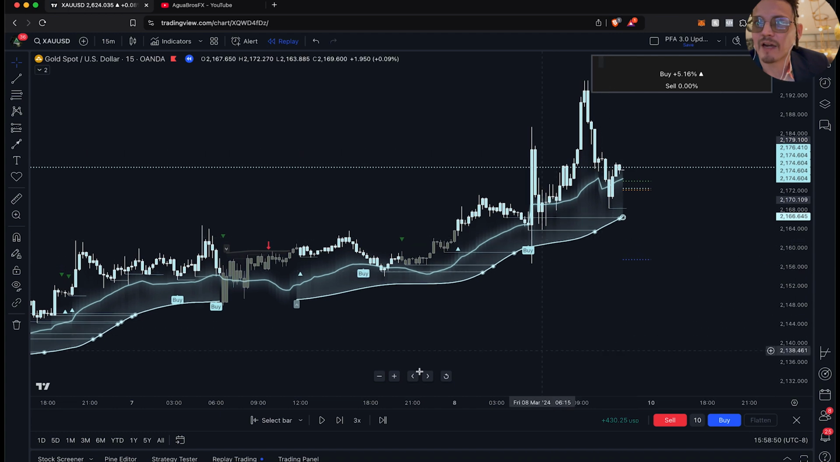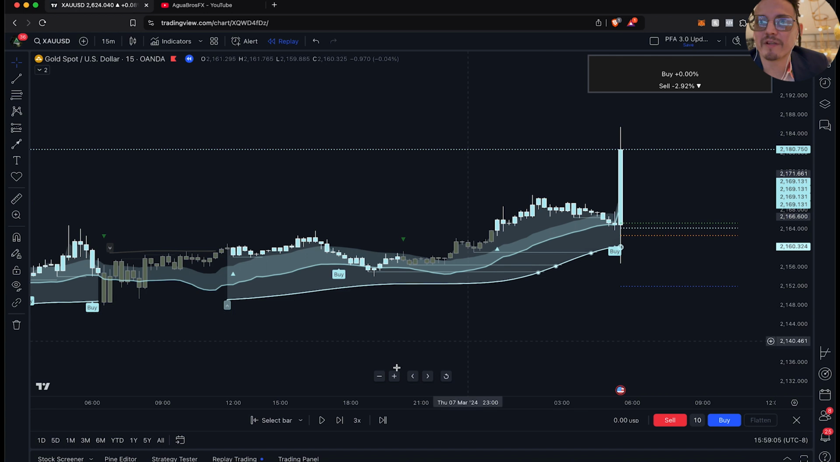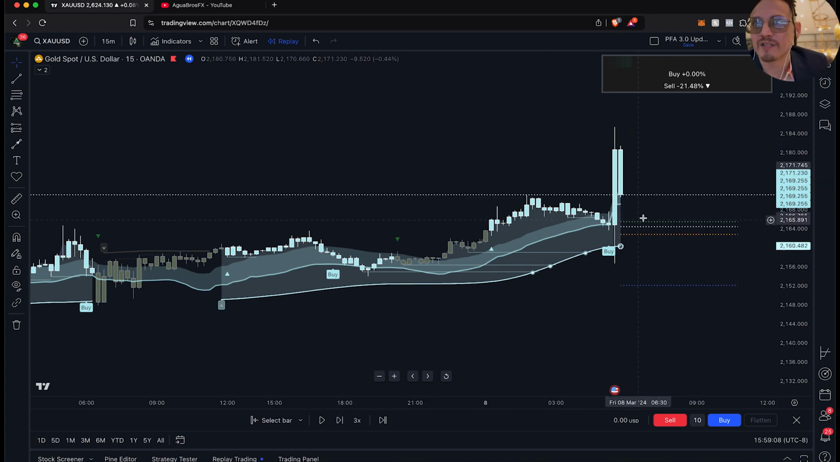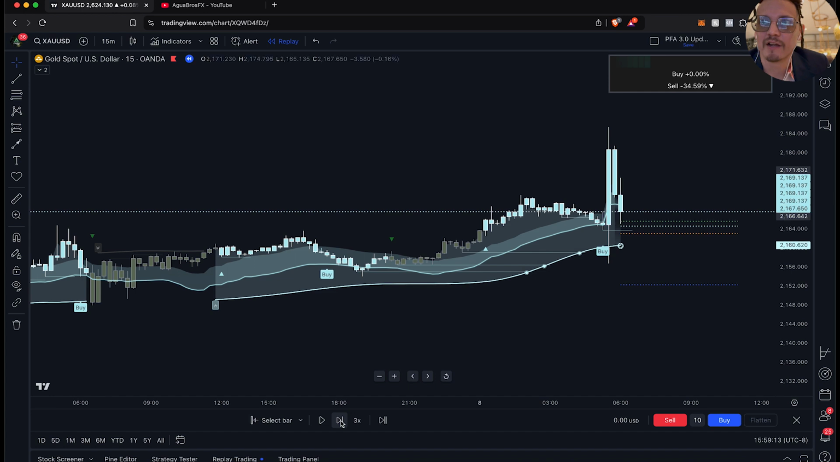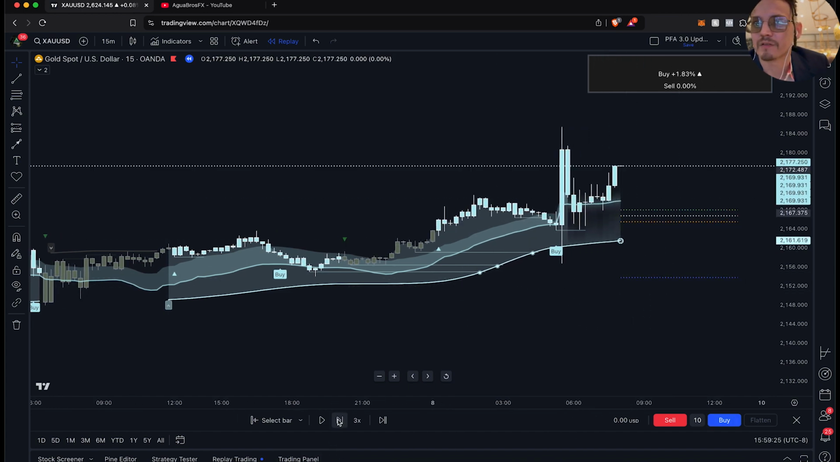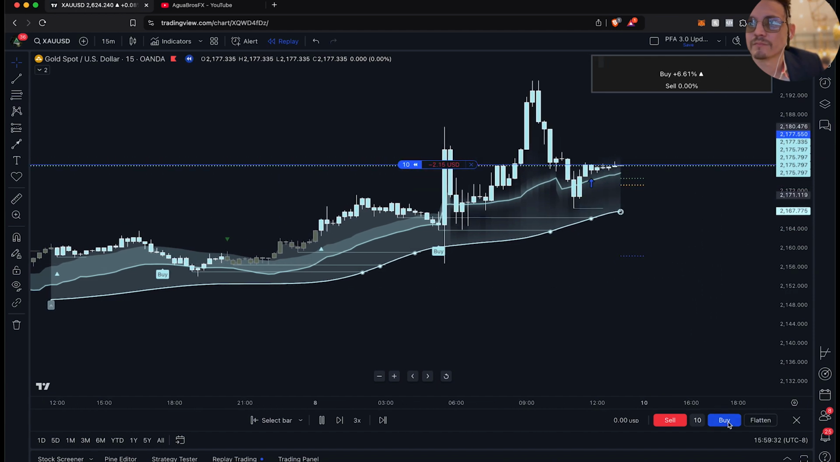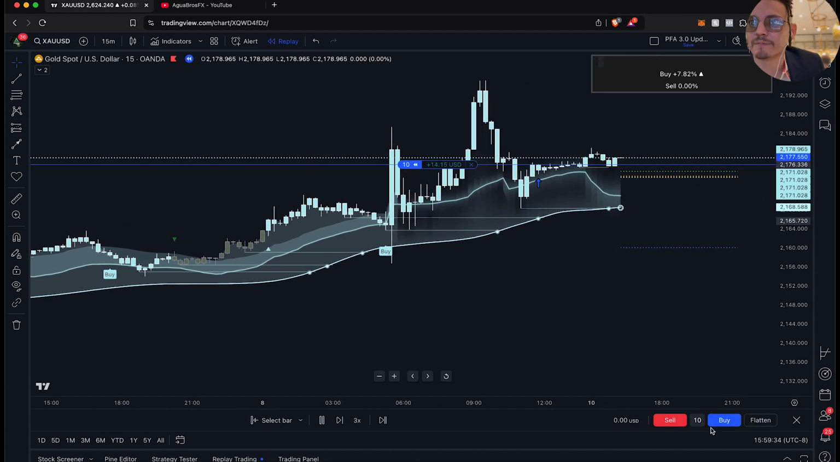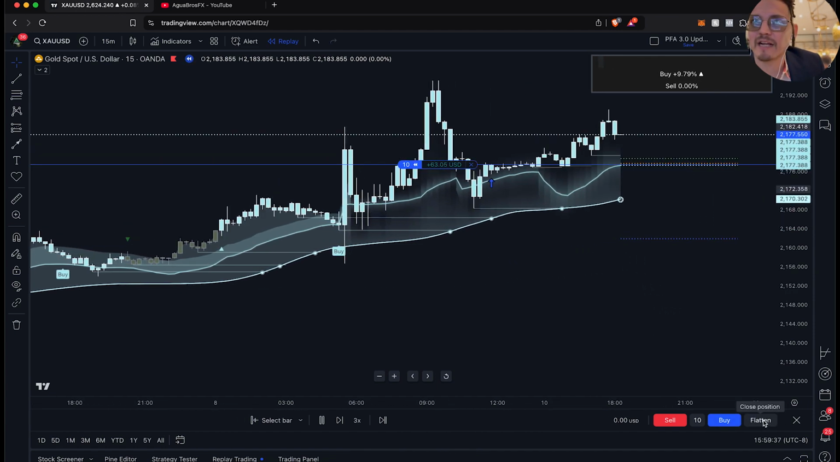Look at that. I just want to play this back one more time. So we missed this signal, but since we're anticipating the entry, once price touches the institutional entry line, after this, we could have bought right there. Absolutely beautiful. Buying at the institutional entry line and exiting at the previous high.